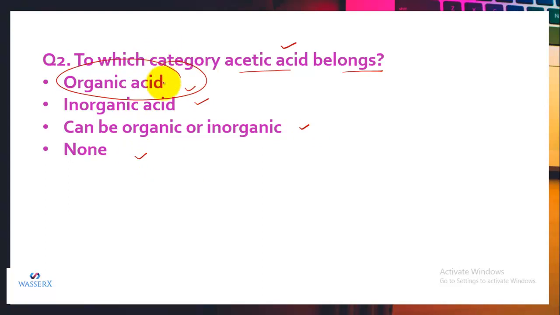Now which acid is organic or inorganic? You have to learn its source. If the source is plants and animals, that means the given acid is organic. And if the source is minerals present in the earth, then it is an inorganic acid.